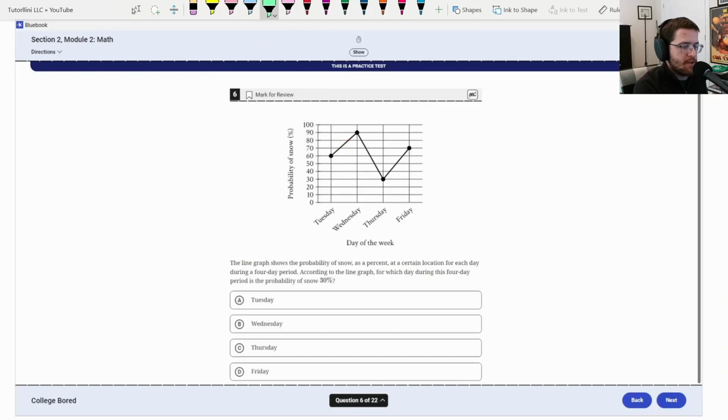Okay, question 6. So for this one, they want us to find a probability of snow of 30%. So I'm going to look there on the graph, and I see that that happens on Thursday, which is answer choice C.